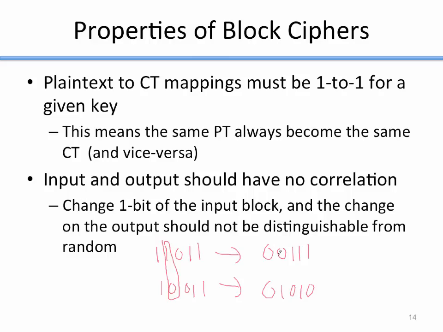And this is really, really important. You don't want there to be any correlation between the relationship between ciphertexts and the relationship between plaintexts, because an attacker could use that to figure out something about what was encrypted.